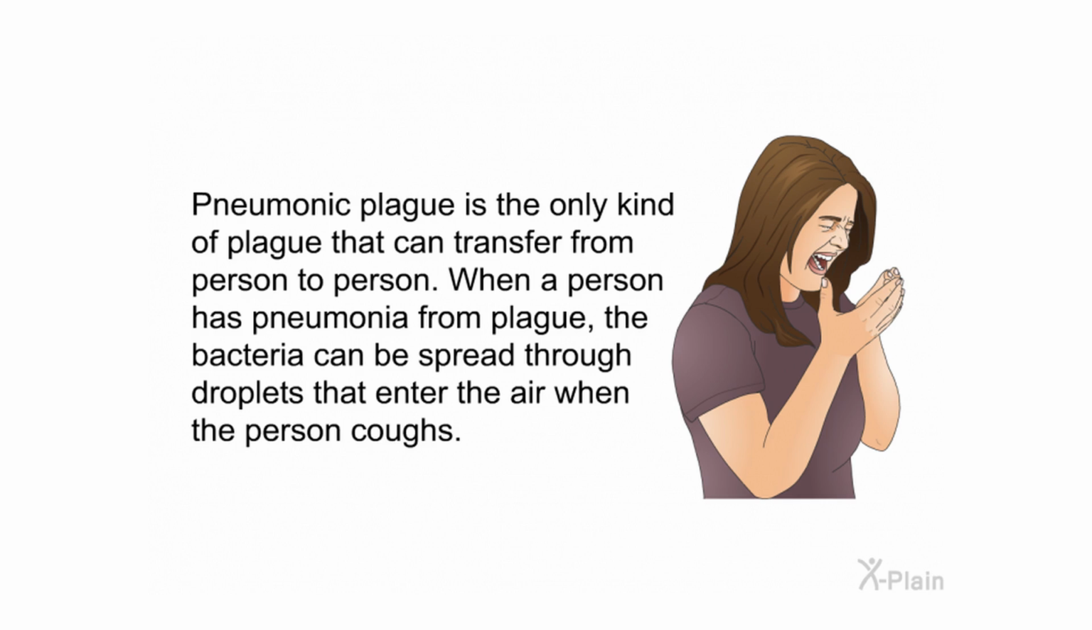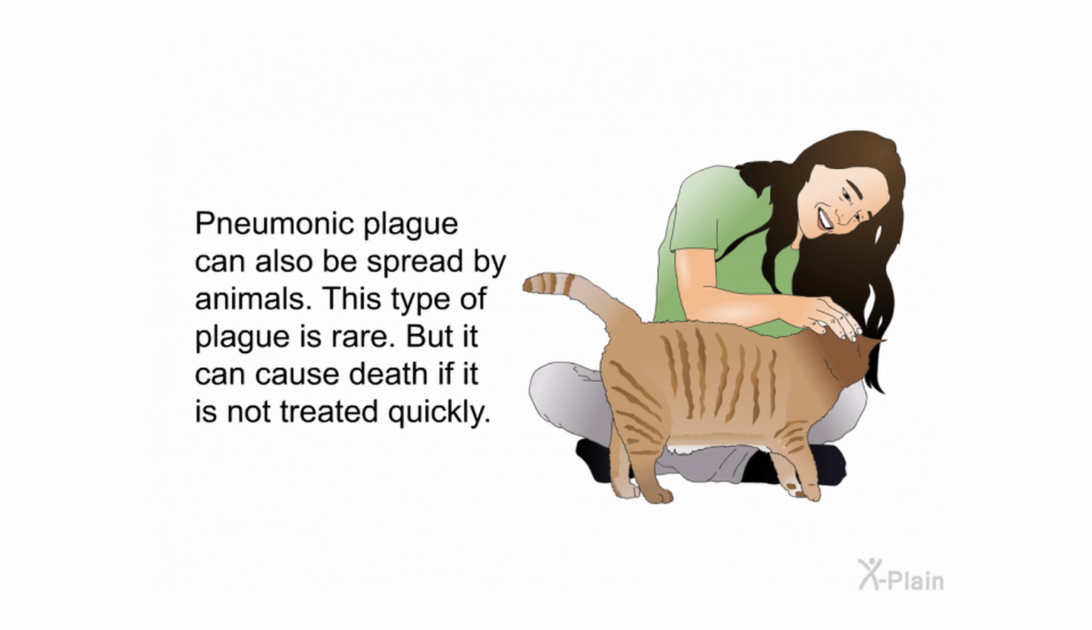Pneumonic plague is the only kind of plague that can transfer from person to person. When a person has pneumonia from plague, the bacteria can be spread through droplets that enter the air when the person coughs. Pneumonic plague can also be spread by animals. This type of plague is rare, but it can cause death if it is not treated quickly.